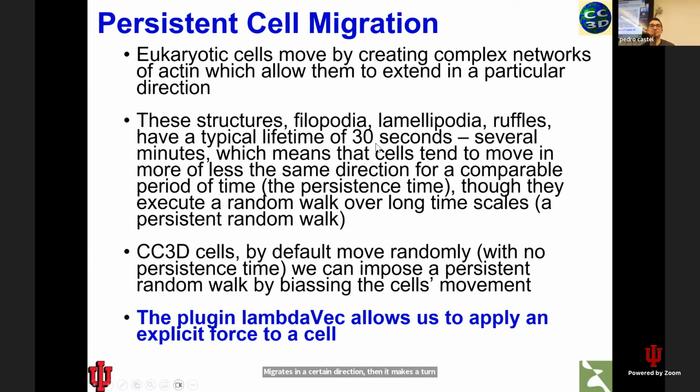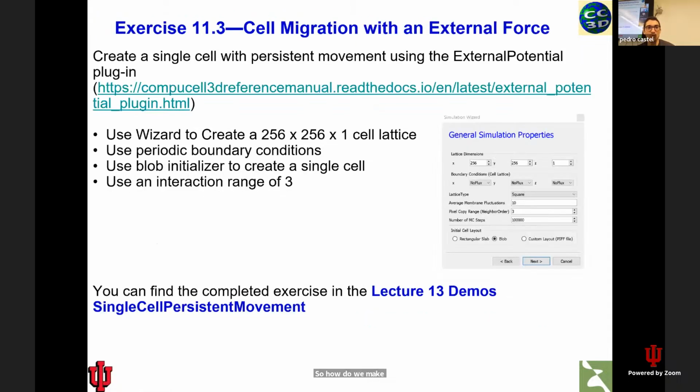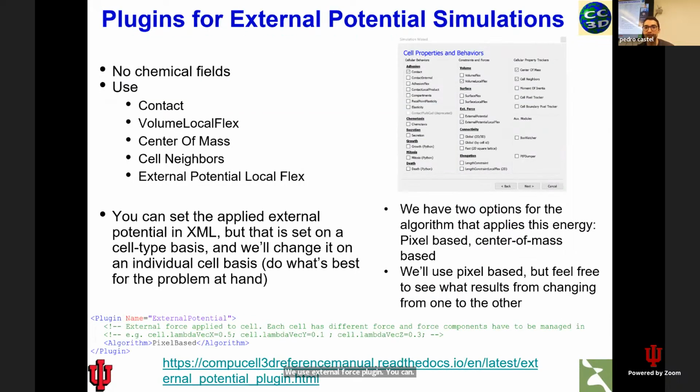So how do we make those macrophages patrol? We use the external force plugin. You can implement the external force from the wizard. So in the cell properties and behaviors, you can check this box, external potential local flux. And you have to check center of mass if you want to use the center of mass algorithm for external force.